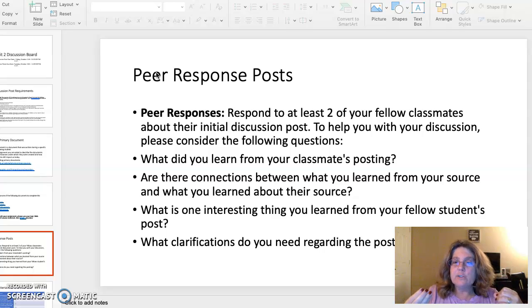And you need to answer the following questions. What did you learn from your classmates' post? Are there connections between what you learned from your source and what you learned from their source or about their source? What is one interesting thing you learned from your fellow classmates' post? And what clarification do you need regarding the post? These peer responses are going to be due on the 15th of October.